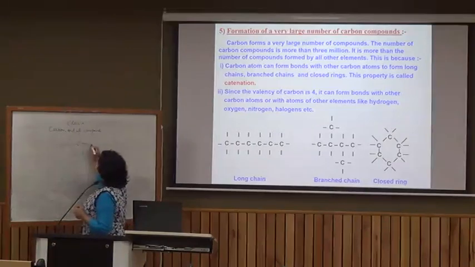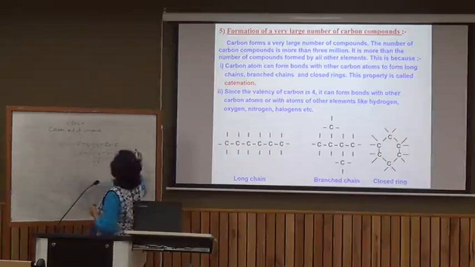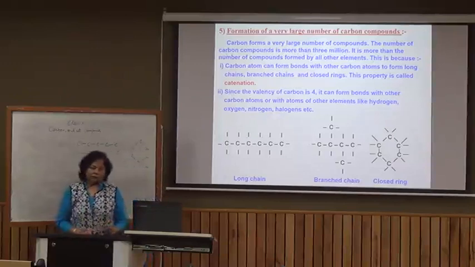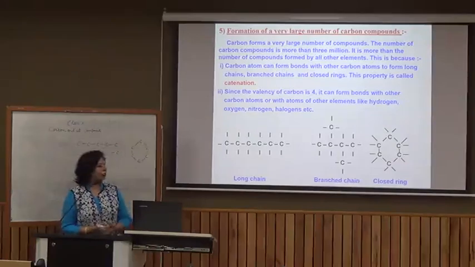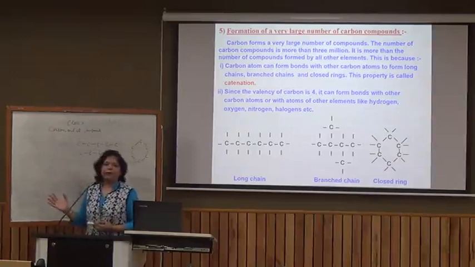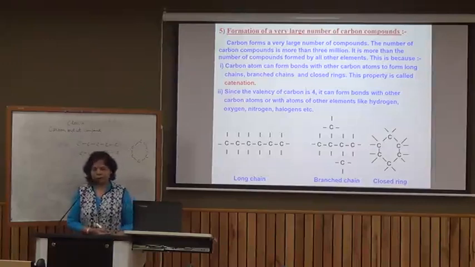Carbon atoms can join together forming single, straight chains, they can join together in branched chains, and they can even join together to form rings. This property of linkage of carbon is called catenation. Then the atoms of other elements can join this skeleton of carbon atoms in a number of ways. So this gives rise to a large number of compounds.